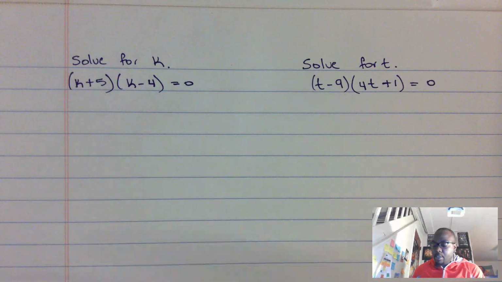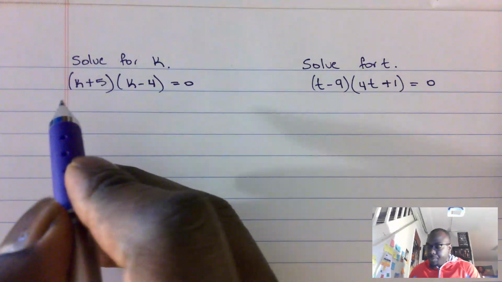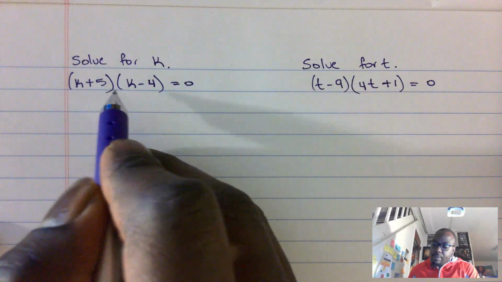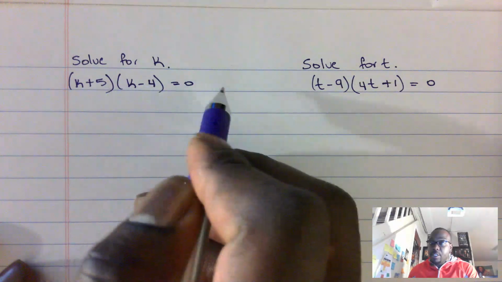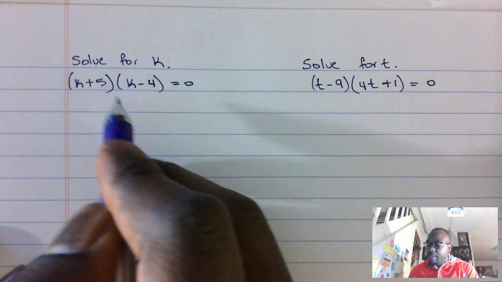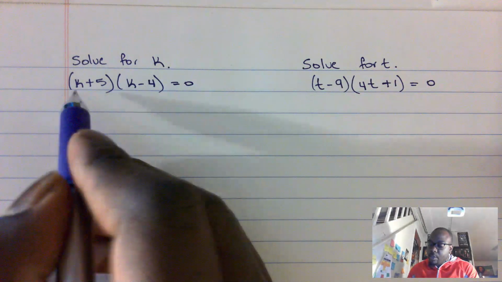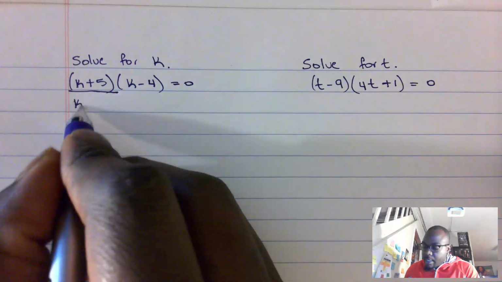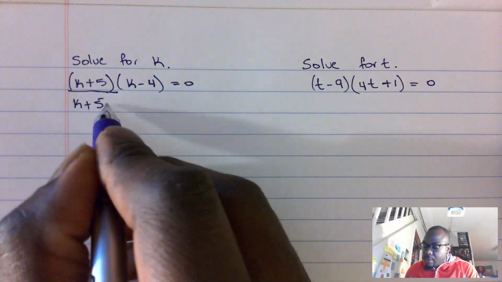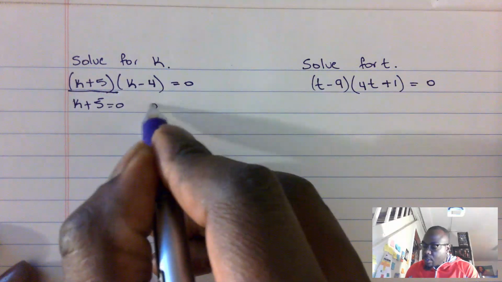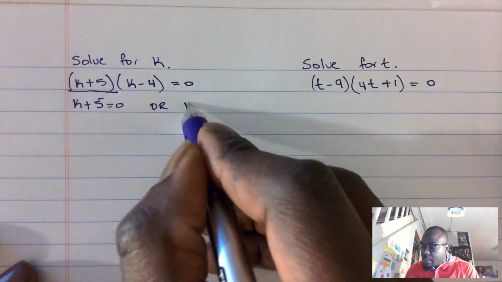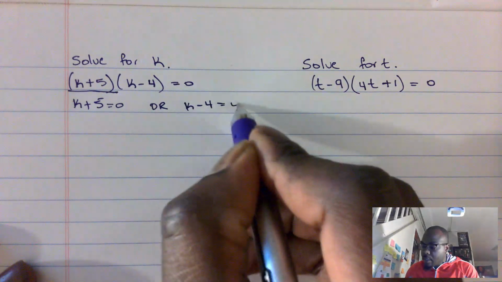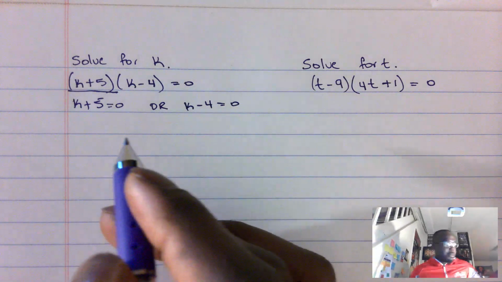All right. So here we have k plus 5 and k minus 4 is equal to 0. With the zero product property, what we're going to do is set both factors equal to 0. So I'm going to take k plus 5 and let it be 0, or I'm also going to take k minus 4 and let it be 0. So here what I'm doing is solving for k.